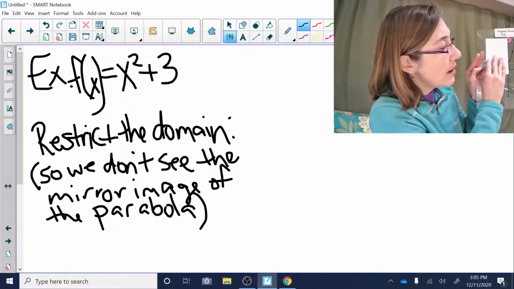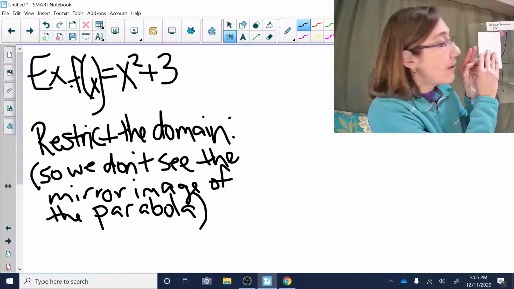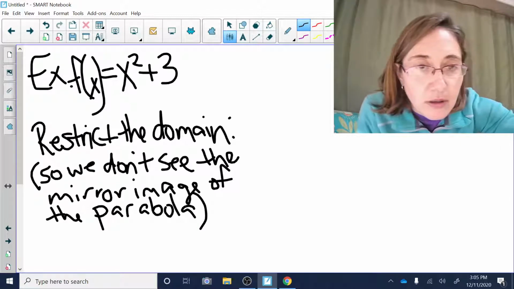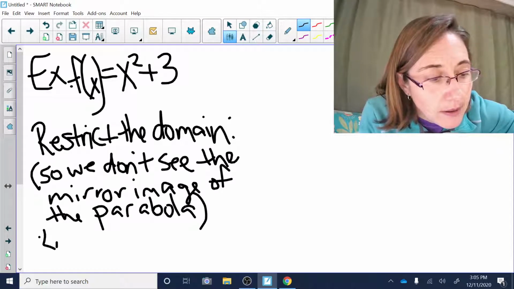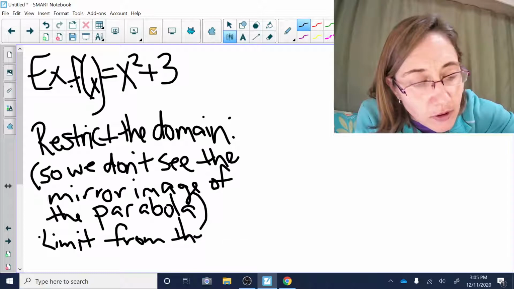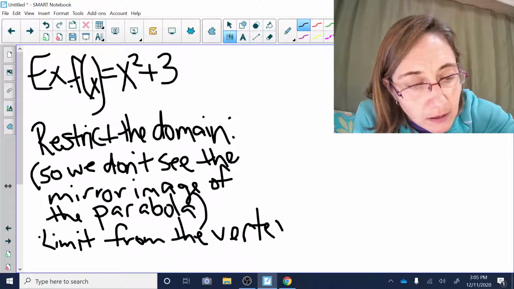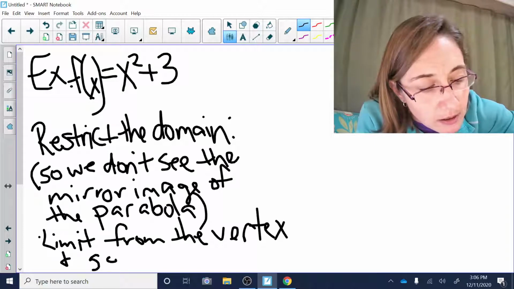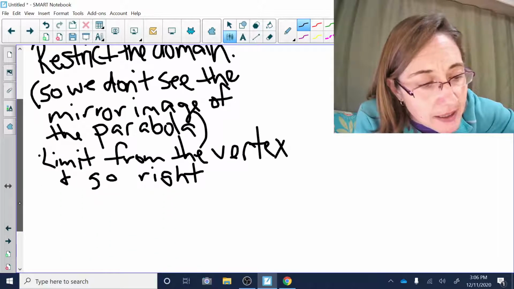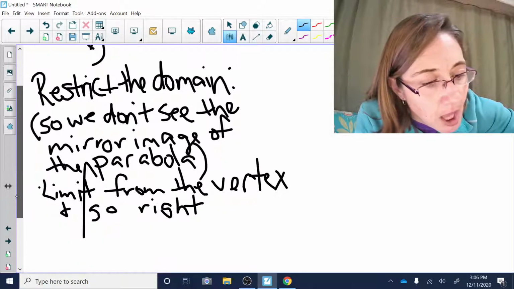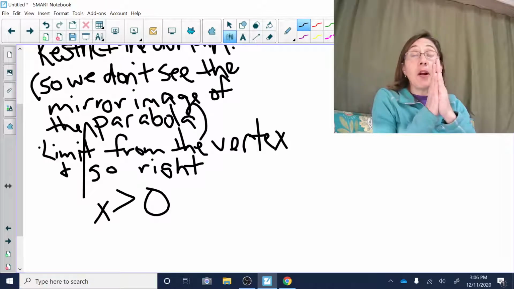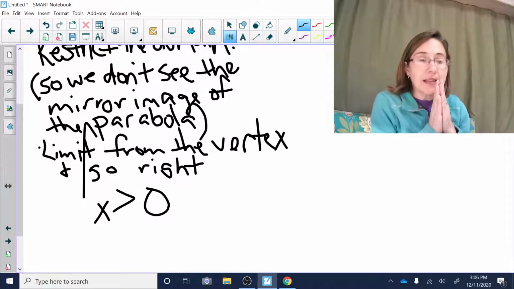So we're going to restrict it from the vertex over, where the x value of the vertex is. So that would be from 0 over to the right. So we will limit from the vertex and go right. So in this case, we want x greater than 0. That means I'll keep the part that's on the right of the vertex. X is greater than 0.